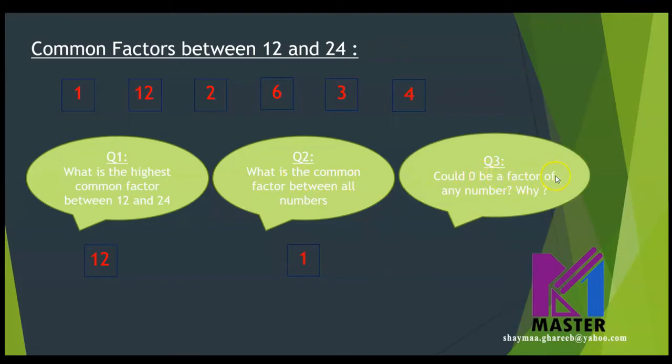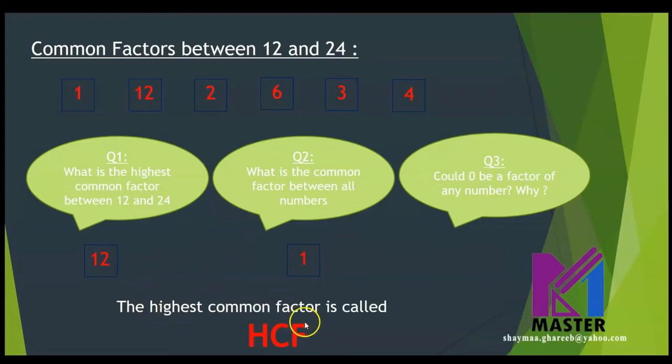Could 0 be a factor of any number? Why? Think of the reason. This is a very nice question. I want all of you to think of it. The answer is no, 0 could not be a factor of any number. Why? Because if we multiply any number by 0, the answer will always be 0. Is this clear?